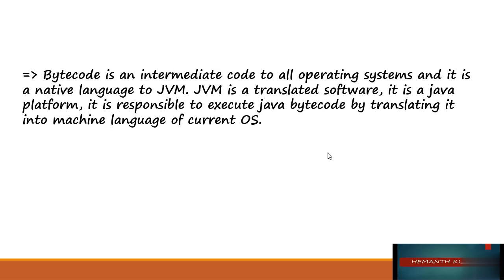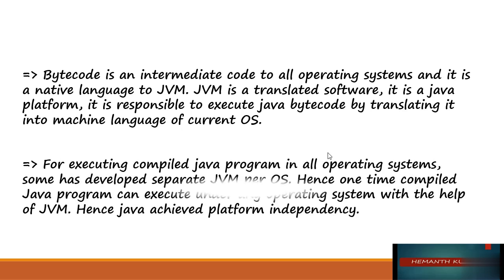Bytecode is an intermediate code to all operating systems, and it is a native language to JVM. JVM is a translator software. It is a Java platform. It is responsible to execute Java bytecode by translating it into machine language of the current operating system. For executing compiled Java program in all operating systems, we need JVM, which is developed by Sun Microsystems. Hence, a one-time compiled Java program can execute under any operating system with the help of JVM. Hence, Java achieved platform independency.